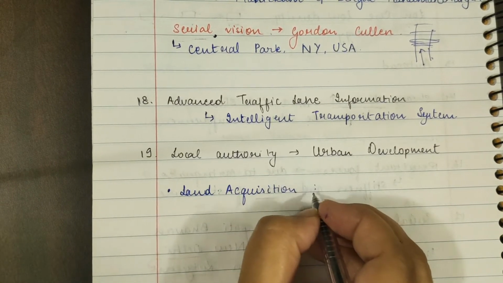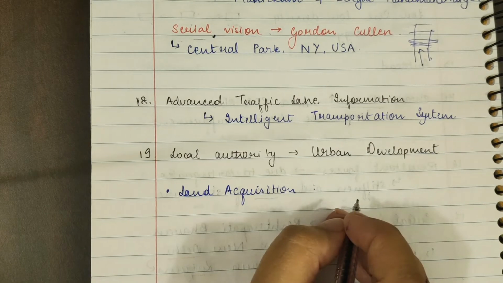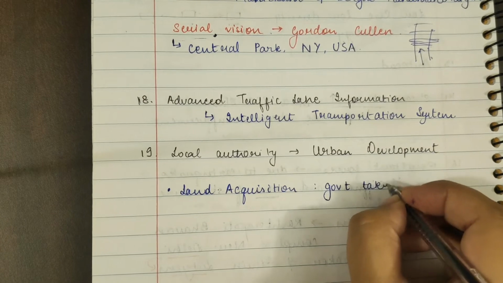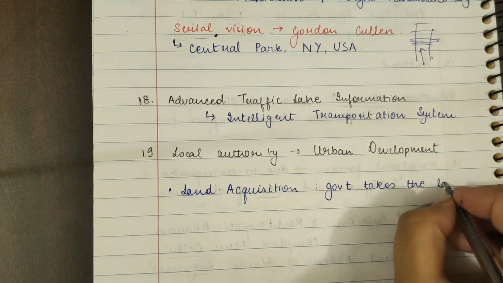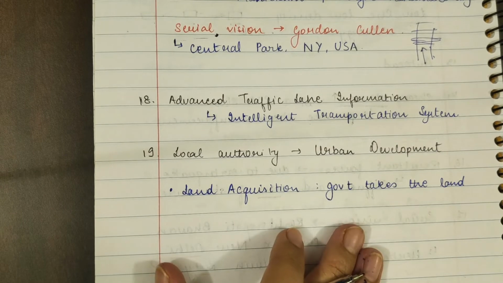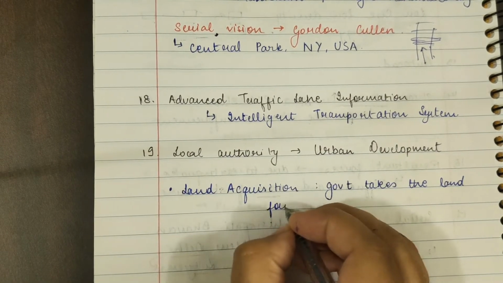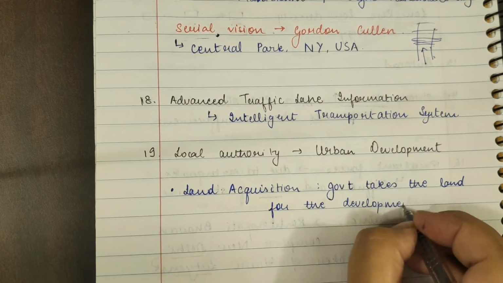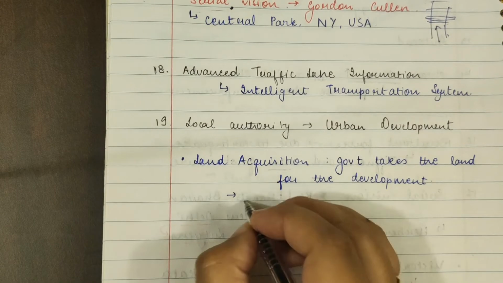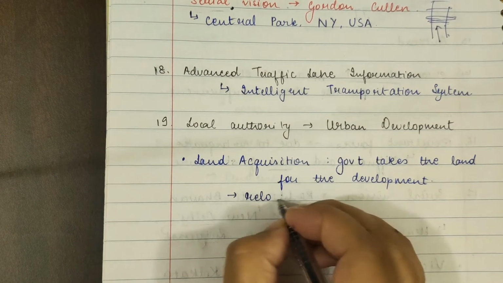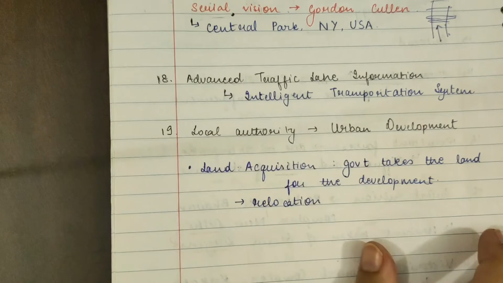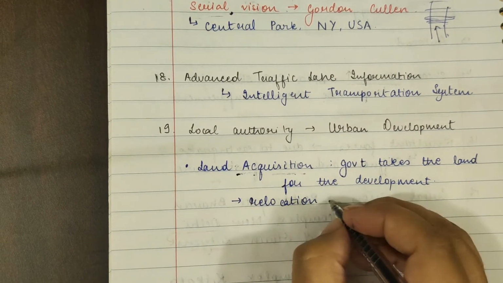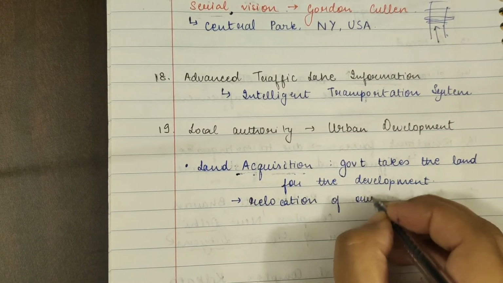In land acquisition, the government takes the land for development. If you own a land and the government wants to make something for development, the government takes the land. And the relocation of owners happens. If through land acquisition the government was taking your land, you were being relocated.